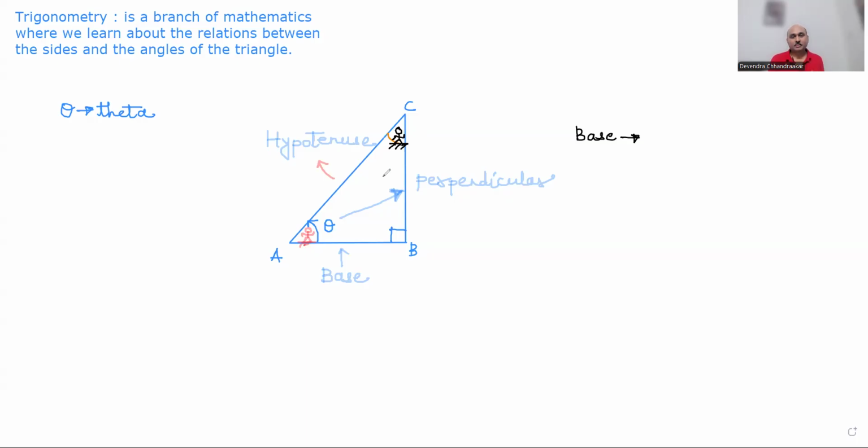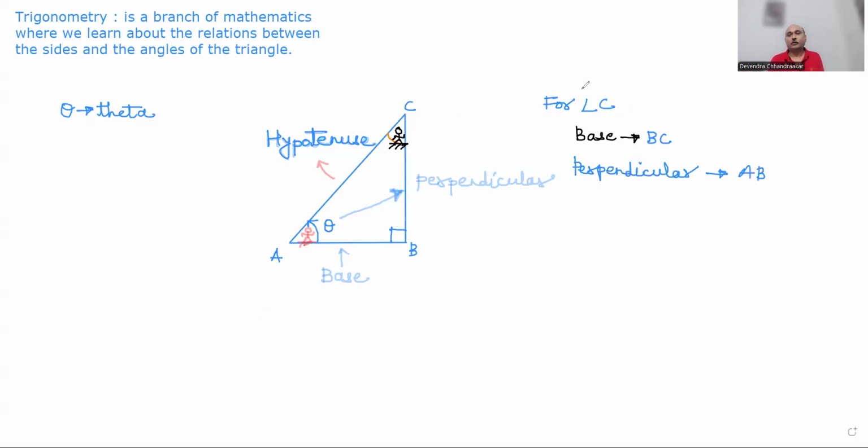BC, yes, the closest side, right? Other than that, the hypotenuse. Hypotenuse is always the longest side. So hypotenuse will not change, but the base and perpendicular will change. What about the perpendicular? CB. No, CB is already there. BC and CB are the same. AB, very good. AB is the perpendicular for angle C.